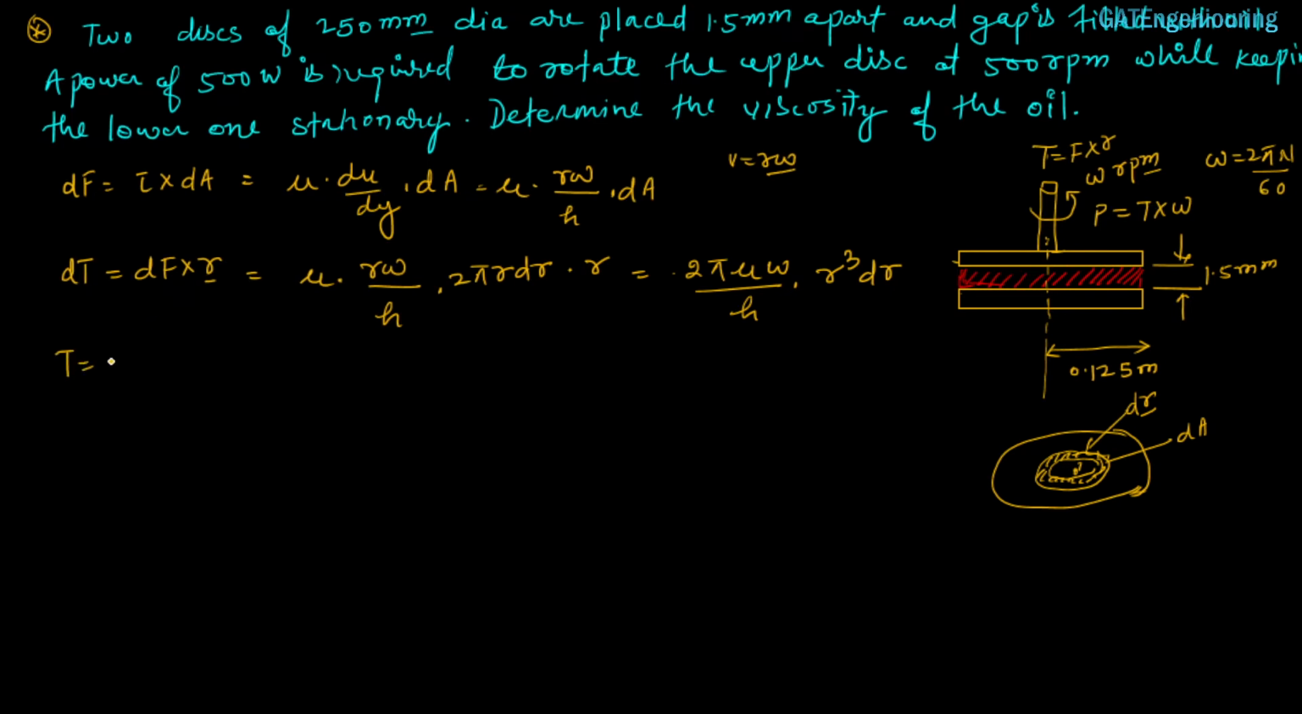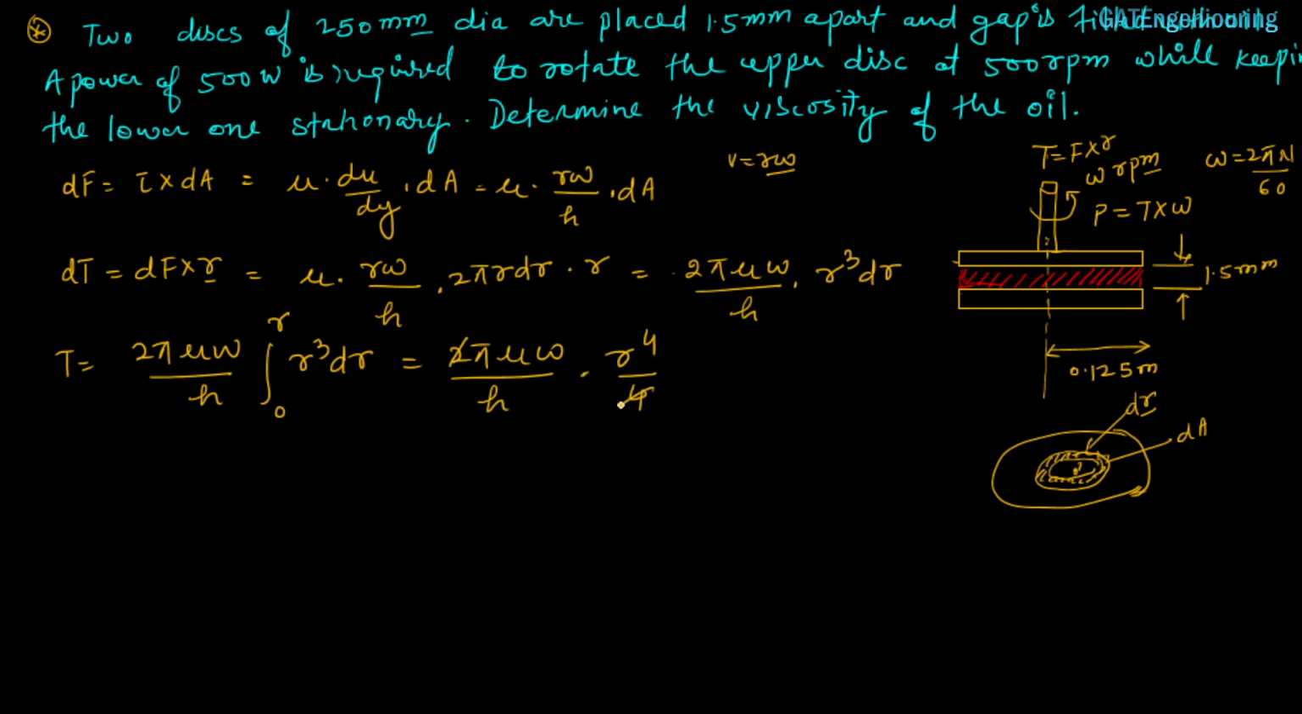So total torque will be 2 pi mu omega upon h, integration of r cube into dr over the range of 0 to R. That gives me 2 pi mu omega upon h into R power 4 upon 4. So the expression here is pi mu omega R power 4 upon 2h.